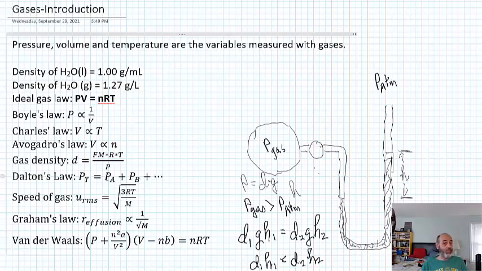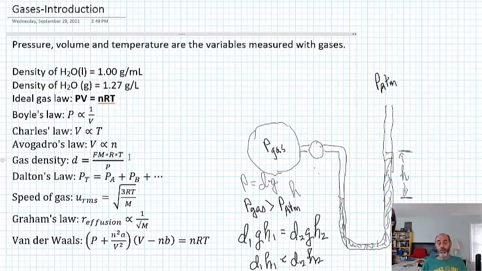And in each of these we can replace the pressure, P sub A, P sub B, etc., with the nRT over V for that particular gas. So N sub A RT over V, etc.